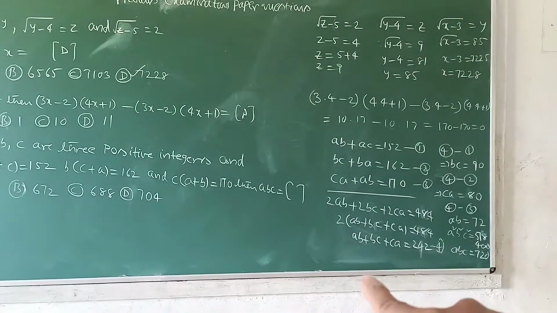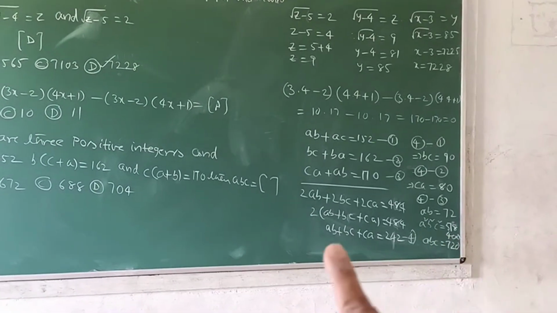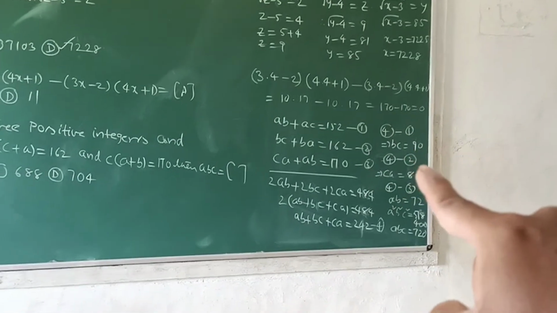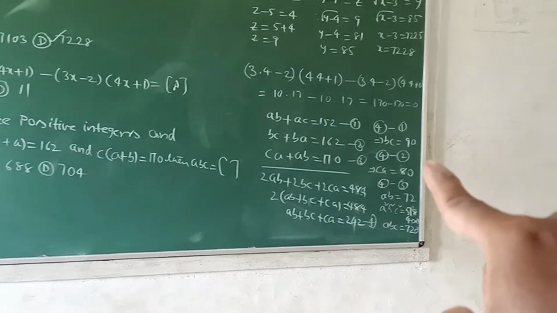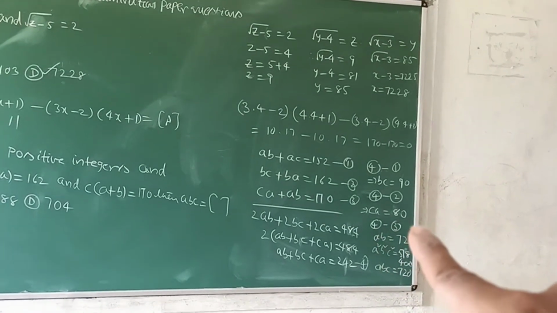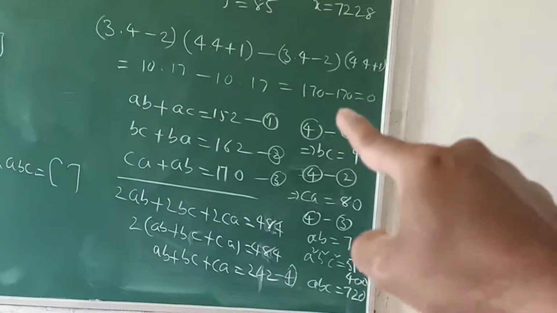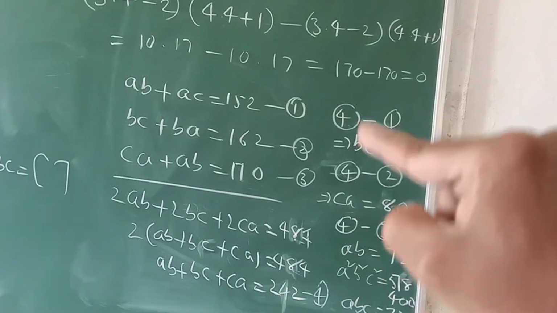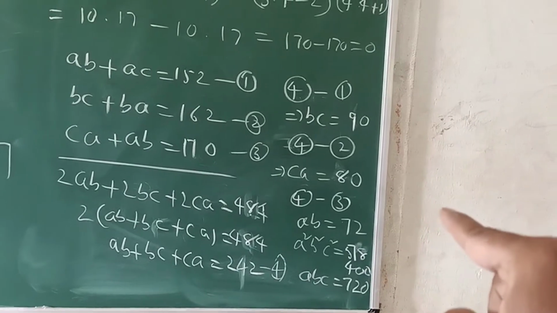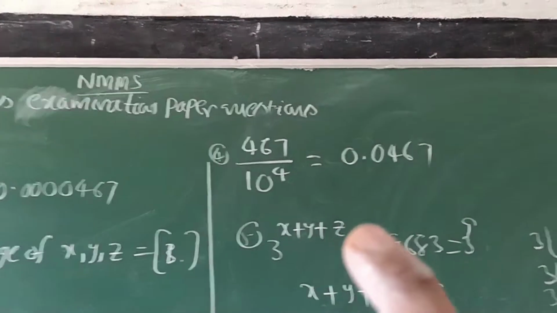On adding these three equations, you will get ab plus bc plus ca is equal to 484 by 2, that means 242. So when you subtract 152 from 242, you will get bc is equal to 90. When you subtract 162 from 242, ca is equal to 80. When you subtract 170 from 242, ab is equal to 72. So when you multiply these three, ab into bc into ca, a square b square c square is equal to 518,400. Therefore abc is equal to 720.